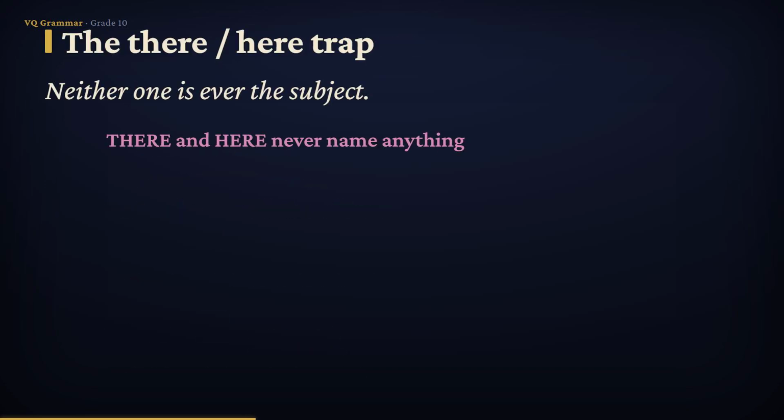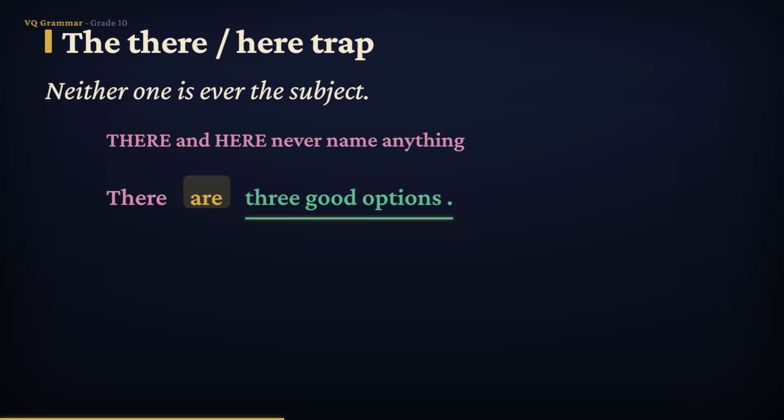Now for the trap that catches almost everybody. Look at this sentence. There are 3 good options. What's the subject? 9 students out of 10 point straight at there, and that is wrong. So find the verb, which is are, and then ask, are what? 3 good options. That's your true subject. And notice where it's hiding, after the verb.